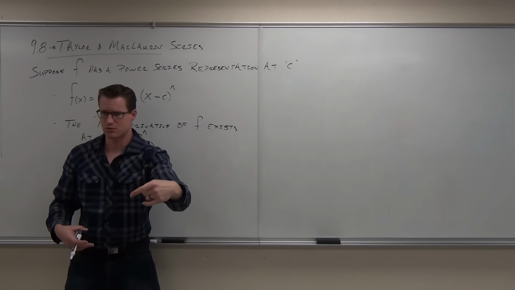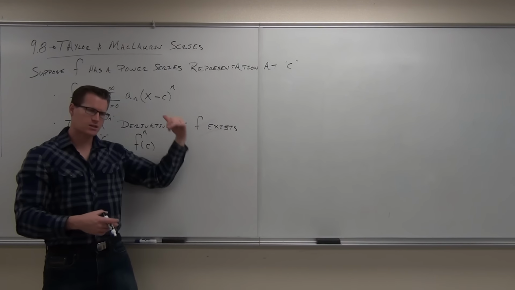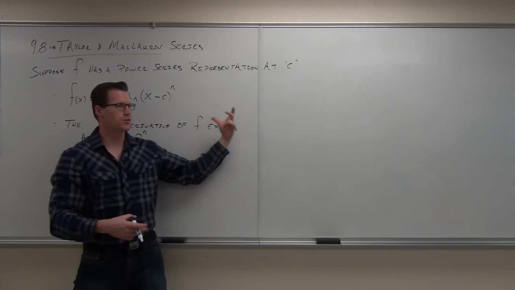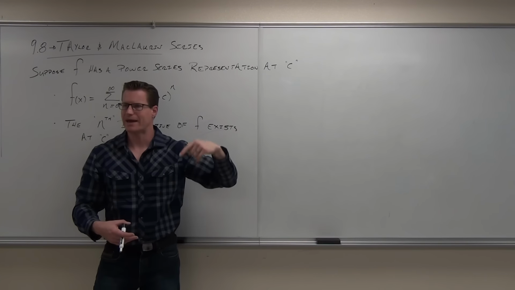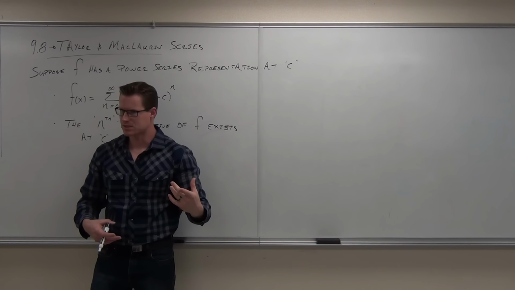Therefore, when I take my next derivative, that term goes to 0. That's going to happen until we get down to our nth derivative. Our nth term ends up turning into a constant at our nth derivative. Does that make sense to you?